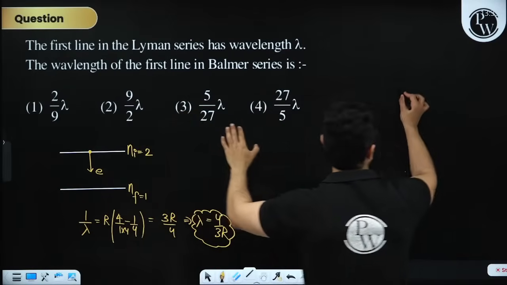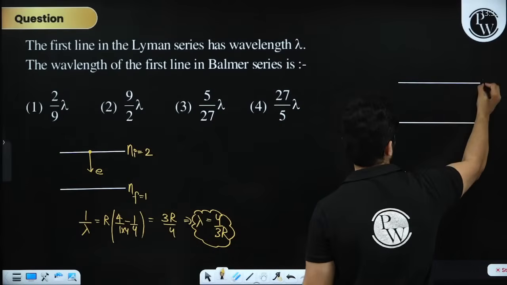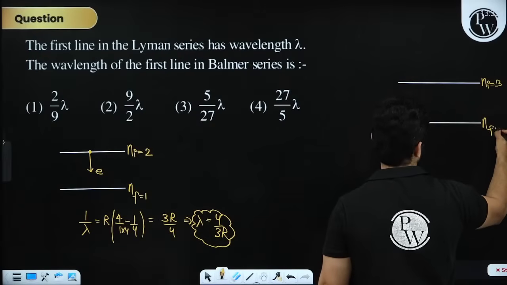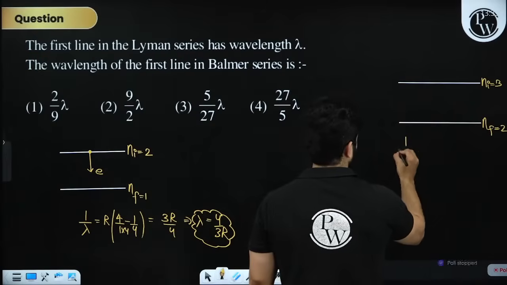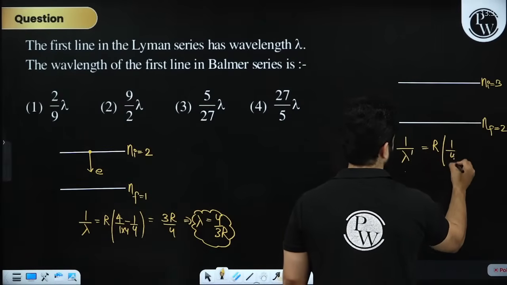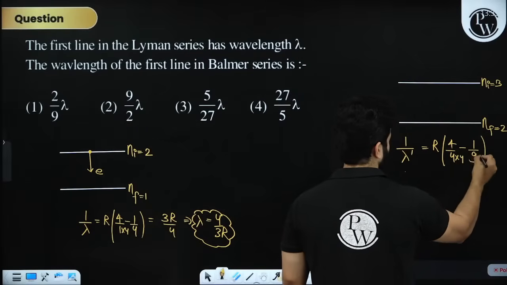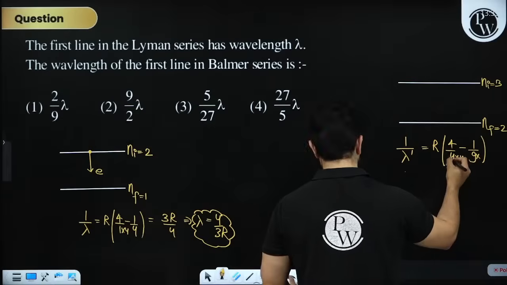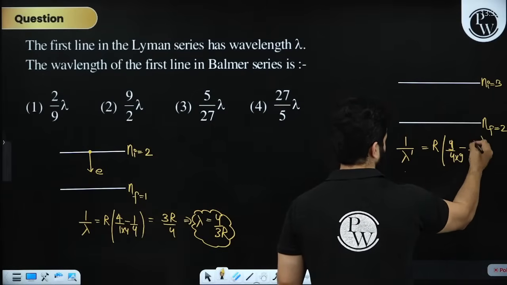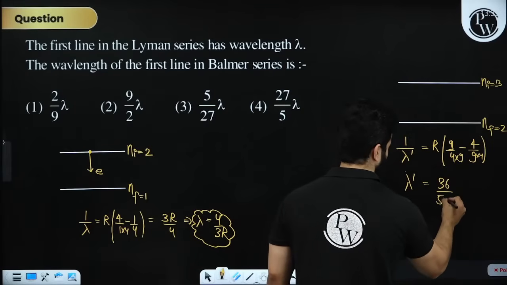For Balmer, my dear friends, initial is going to be 3 and final is going to be 2. So for this one, let's say it is lambda dash. It's going to be R times 1 upon 4 minus 1 upon 9, times 36. So lambda dash will be 36 divided by 5R.